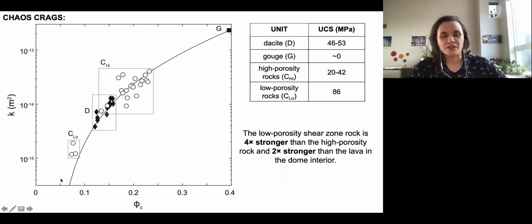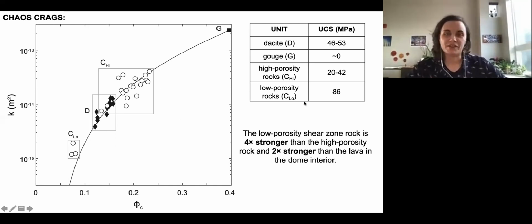These are their measured connected porosities and permeabilities. So these are the high porosity rocks, the sort of sandy colored ones, and these are the dark red low porosity rocks. I have on here also the measured porosity and permeability of the lava that makes up the interior of the dome. And you'll note that some of these shear zone materials are actually less porous and less permeable than the material in the interior of the dome.